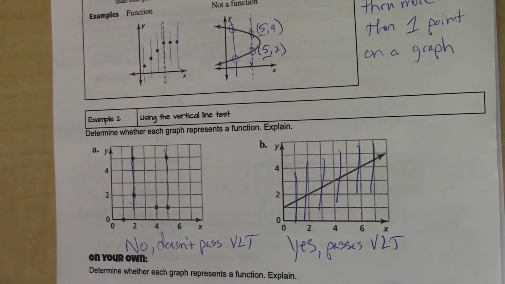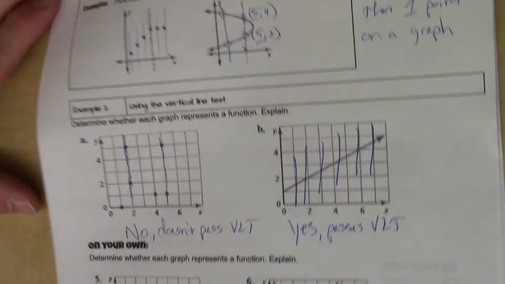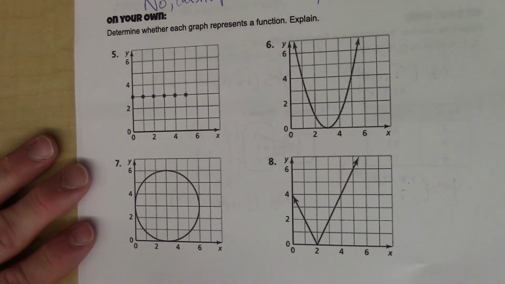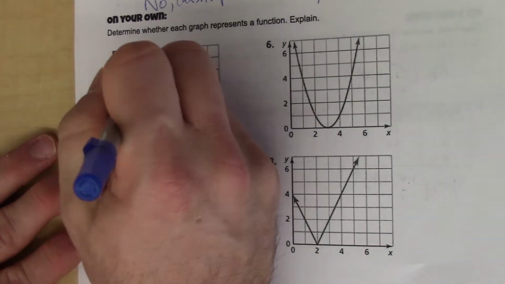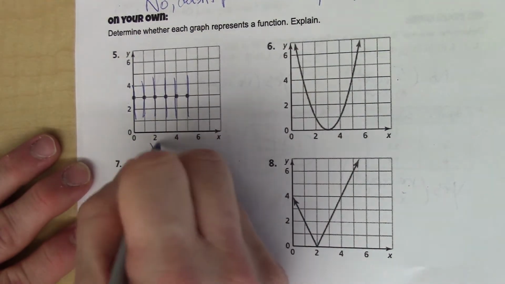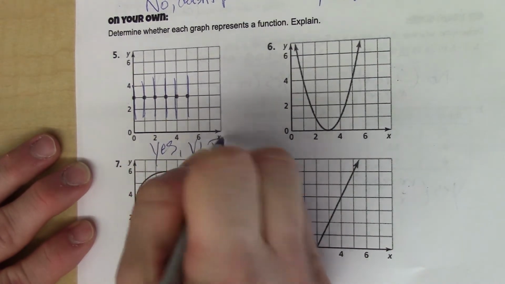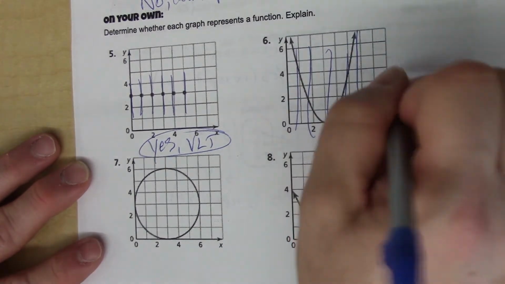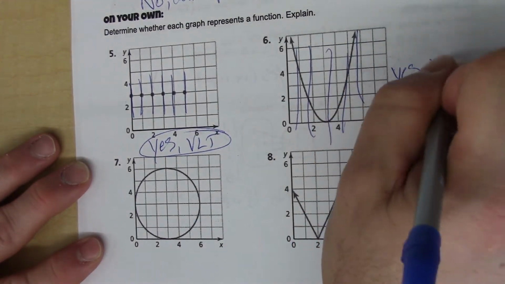So that's it. Try the next four. Press pause. Try the next four at the bottom. And really, it's just about drawing lines. Press pause, try it. All right, so this one, point, point, point, point, point, point. I do not go through the same point. So yes, VLT. This one, it's the same thing. I can pass it. So yes, VLT.